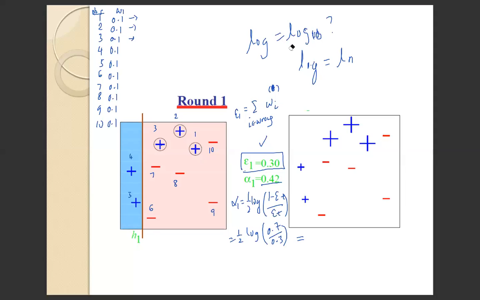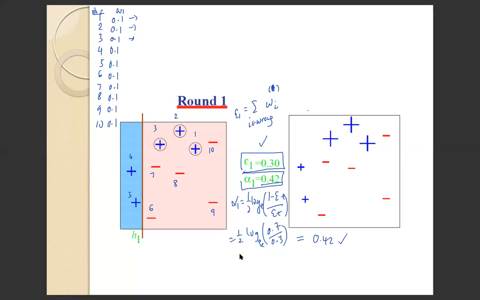So actually, when I write log, it means base e, okay? Not base 10. Okay, the 10 will come out. So, is it 0.42? Yes. Yeah. Okay. It's e, okay. So we got this, right? So we got these two values, right?